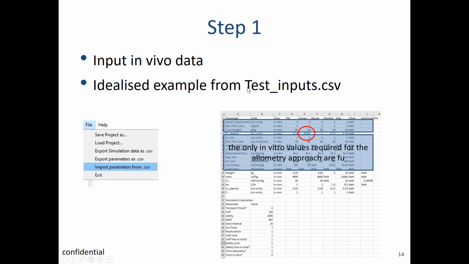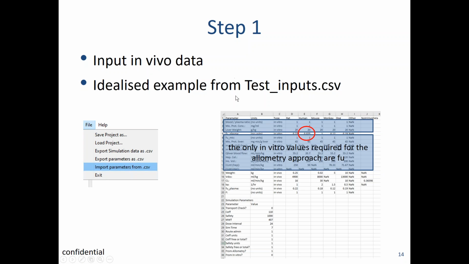So once you install the tool, you can also download testinputs.csv. That's available from the documentation that I referred to at the start. So you can read these files in. If you change values or put your own values into the PK tool, you can then also export the parameters as a CSV file. While we're here, exporting the simulation data as a CSV, that's quite a large file. What that is doing is exporting the graphical output at the bottom rather than the parameters.